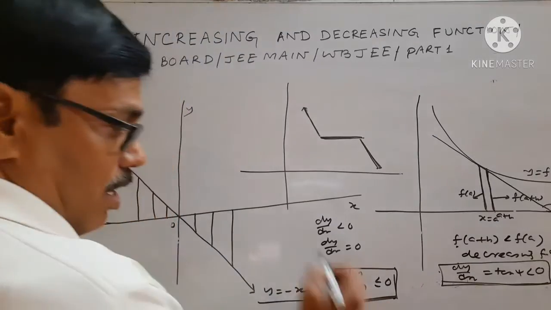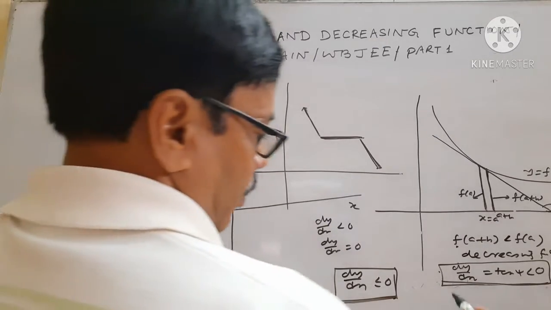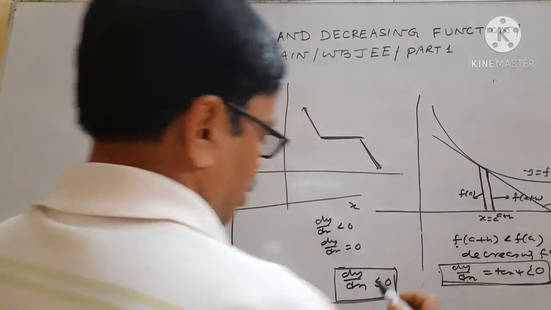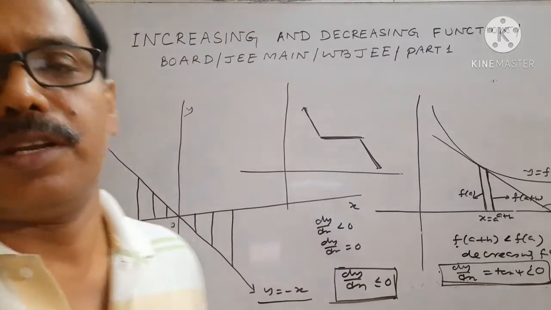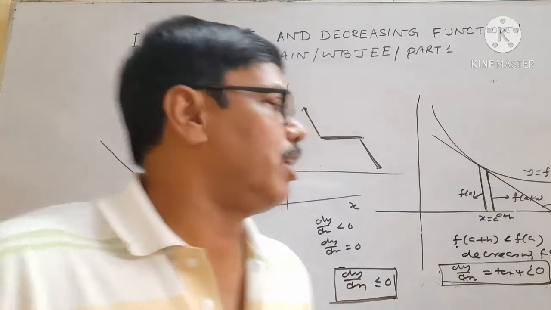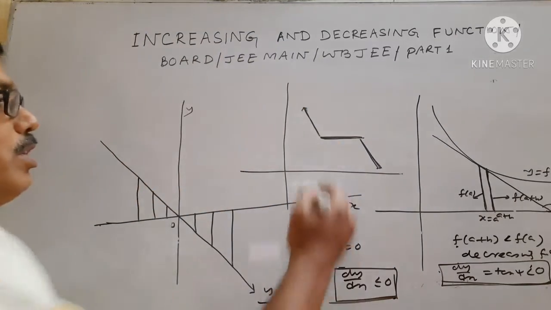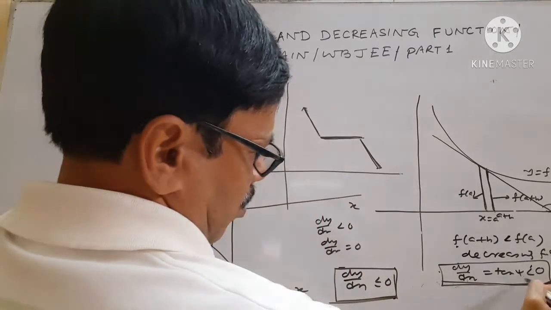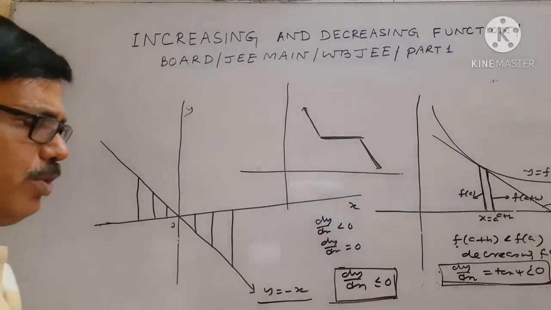So for strictly decreasing, dy/dx less than 0. And if it is not given as strictly, then we suppose that for decreasing, if it is only given, we take dy/dx less than 0.